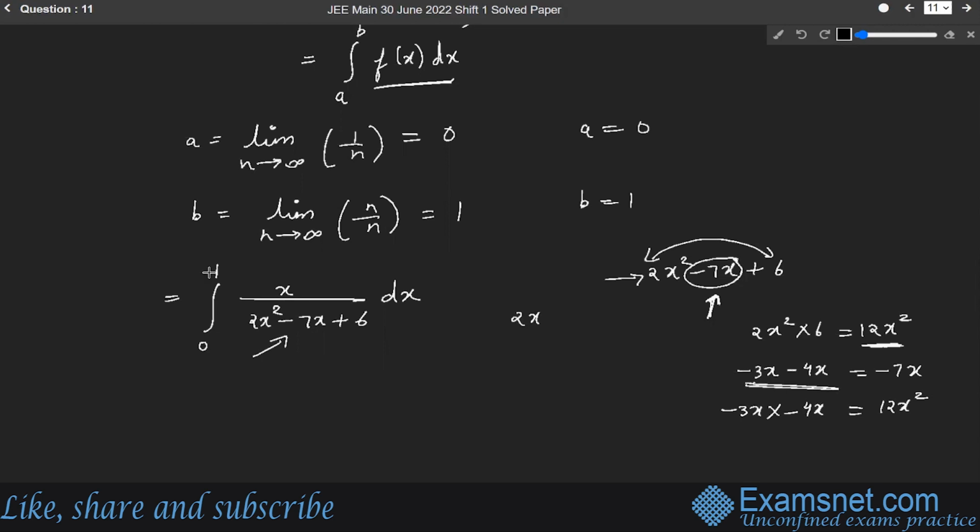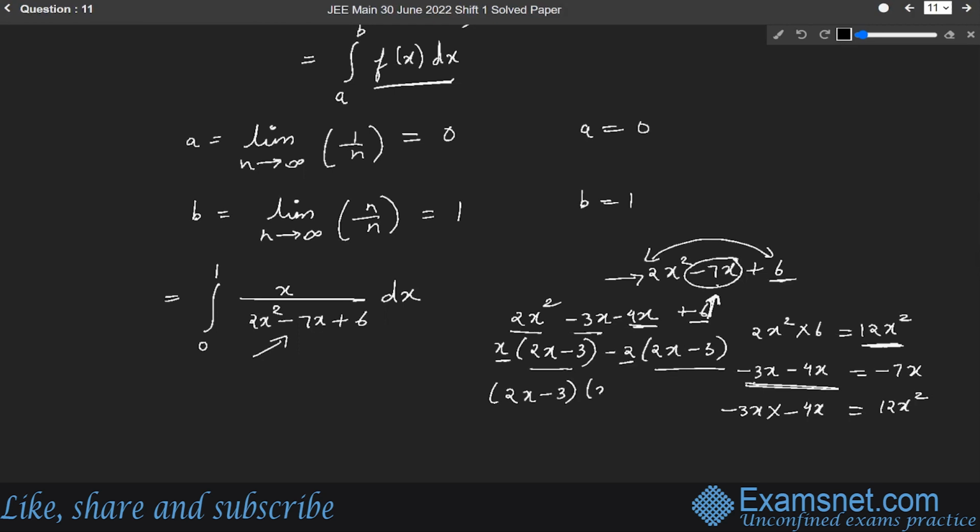So 2x square. Now the middle term will be split into minus 3x minus 4x, and the last term is plus 6. When we take x common from the first and second term, what are the remaining terms? 2x minus 3. Similarly, when we take minus 2 common from the third and fourth term, we get 2x minus 3, right? Now again 2x minus 3 is common. So let us take 2x minus 3 common. What are the remaining terms? x minus 2. So these are the two factors of the expression 2x square minus 7x plus 6.